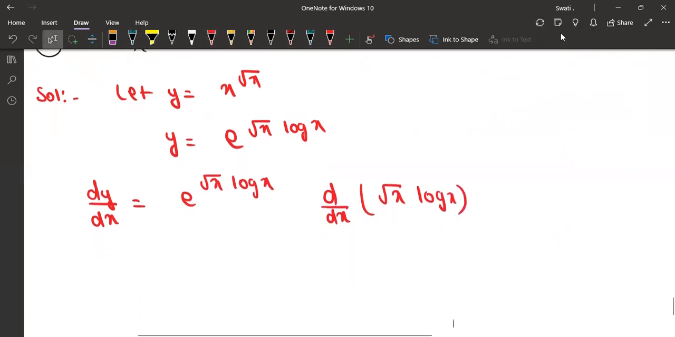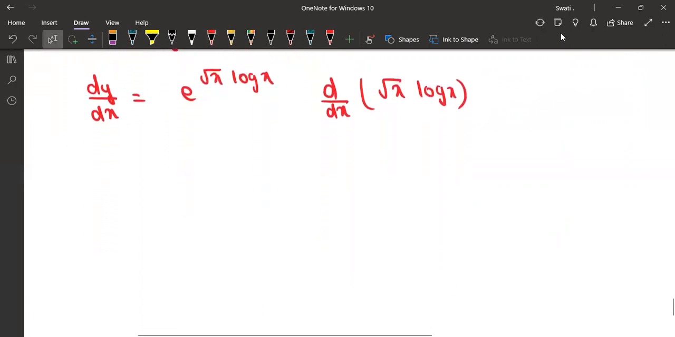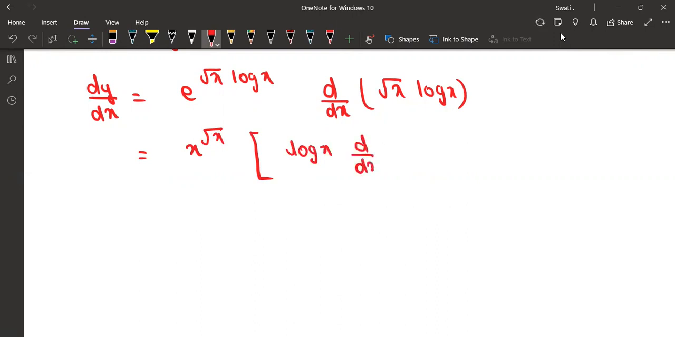So let's simplify this. I can write this e raised to root x log x as x raised to root x, the way it was written before. And then here we will apply the product rule. So keeping log x constant and doing the derivative of root x, which is same as x raised to half, plus root x as it is and doing the derivative of log x. It's as simple as that.